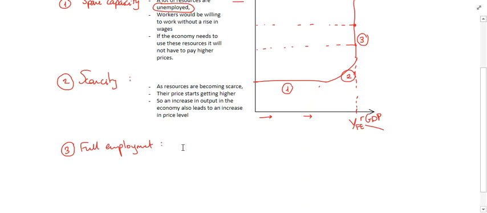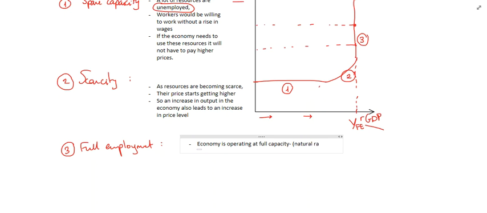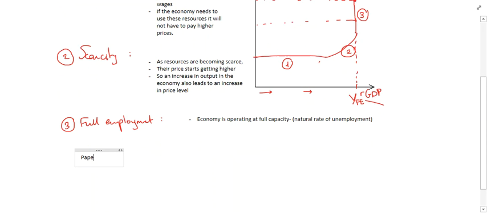The resources are no longer just scarce, they are fully employed. So in this part, the economy is operating at full capacity. And just to link it to unemployment, full capacity does not mean zero unemployment, it means the natural rate of unemployment. So there may still be 4 to 6% unemployment, which includes the structural, frictional, and seasonal unemployment.